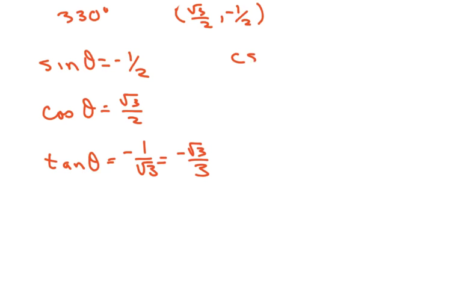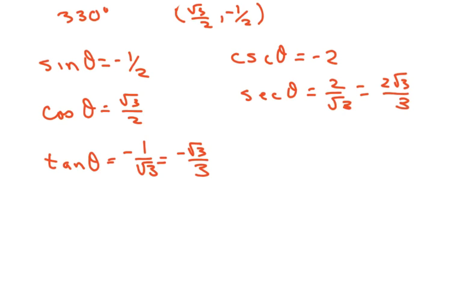So cosecant of theta is -2. Secant of theta is 2 over square root of 3, which we know is 2 square root of 3 over 3. And then on my cotan, I'm not going to flip this one. I'm going to flip that one. And that equals negative square root of 3.